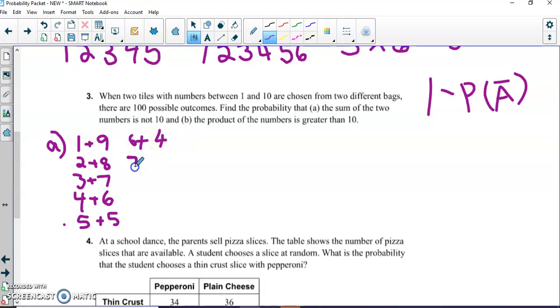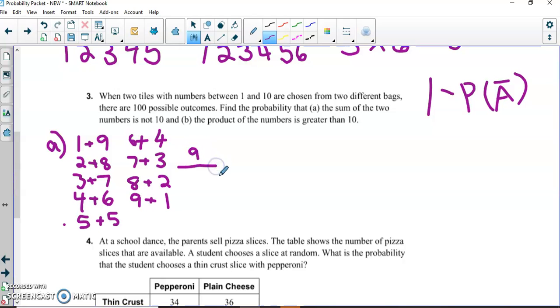I could have a 7 and a 3. I could have an 8 and a 2. And I could have a 9 and a 1. So those are all the possibilities of getting 10. That's 1, 2, 3, 4, 5, 6, 7, 8, 9. So there are 9 possibilities.